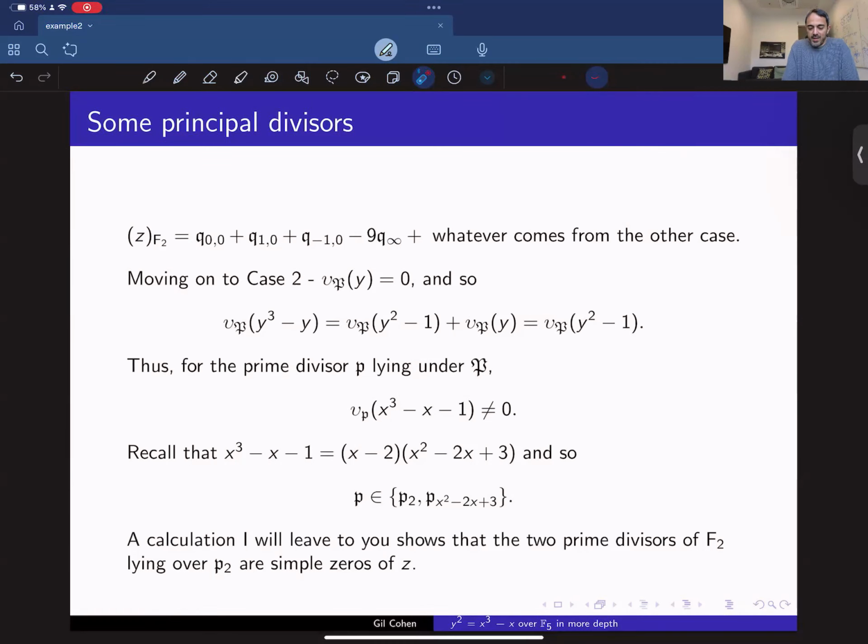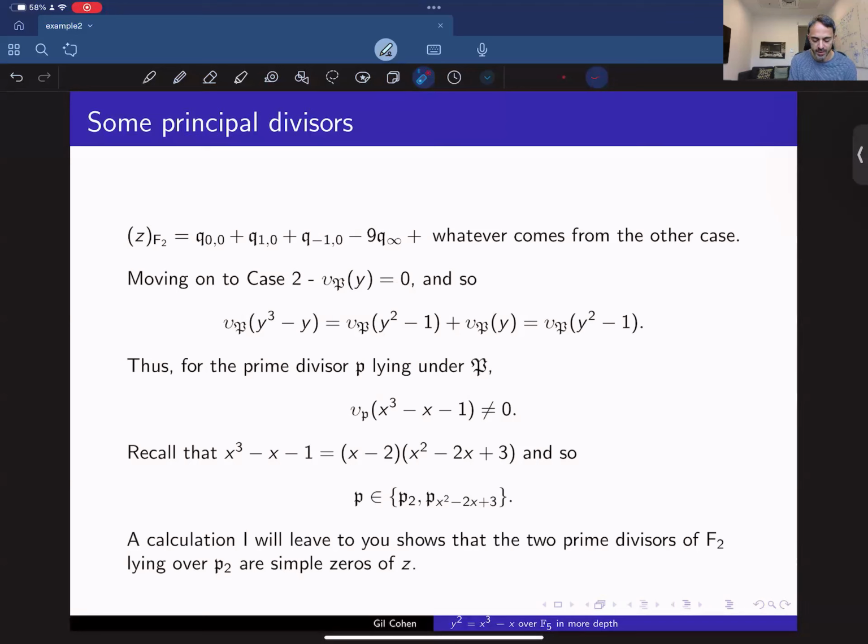Okay, so again, we're in pursuit of finding the other prime divisors that appear in the principal divisor of z, and we're in case 2. Namely, now I'm assuming that I'm looking at Q's, but underlying them are capital P's for which v capital P of y is 0.